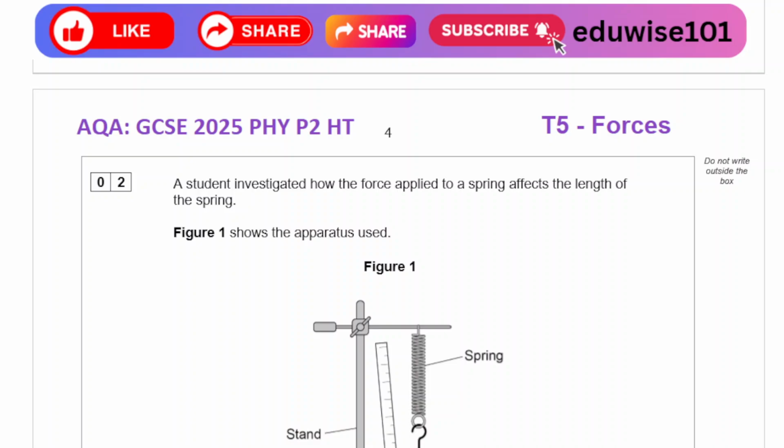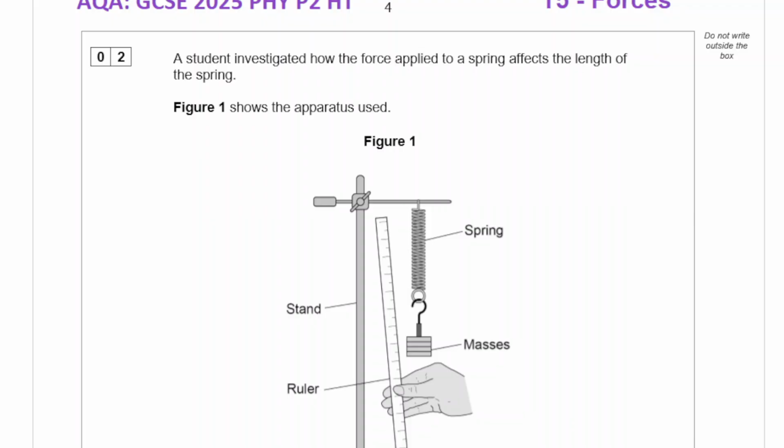In this video, I'm going to go through the AQA Physics Paper 2 Higher Tier from 2025. Question number 2 is on the topic of forces. A student investigated how the force applied to a spring affects the length of the spring. So this is to do with the Hooke's law experiment, and it's actually a required practical, I think.